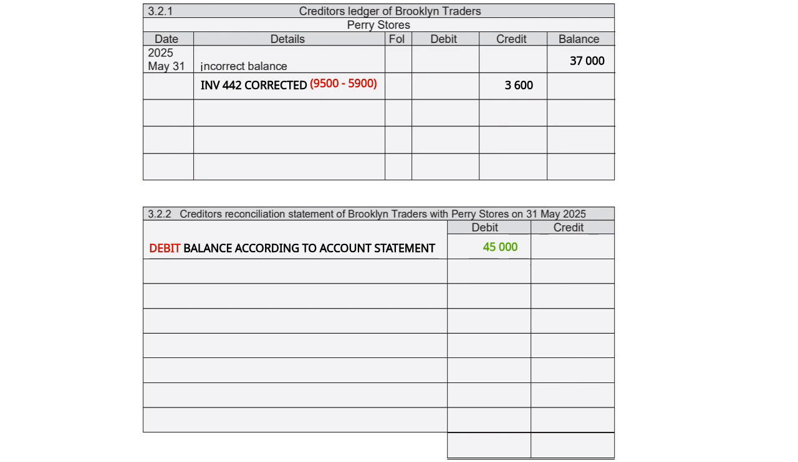So we need to go remind them in the creditors recon statement. So under our creditors recon statement, we're going to say credit discount omitted. And in the credit column, we are going to put 2,200 Rand.